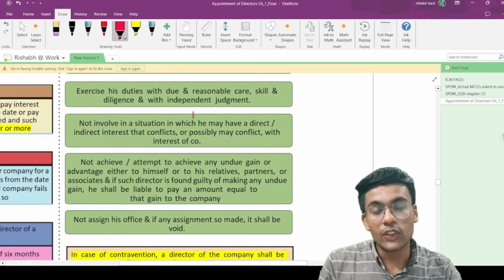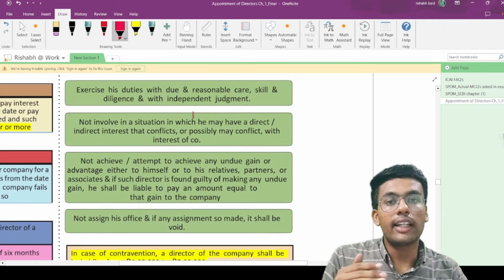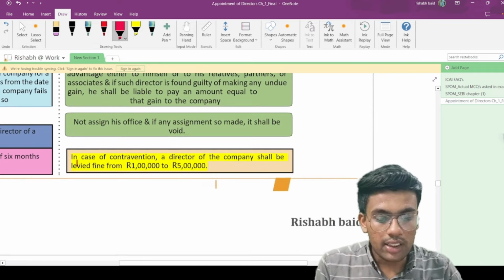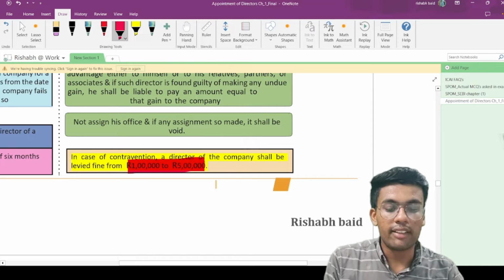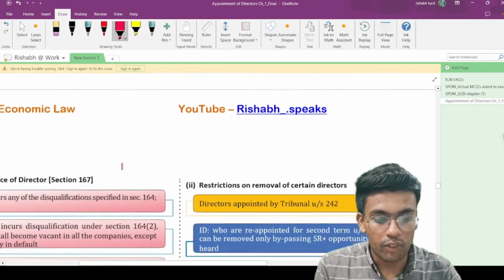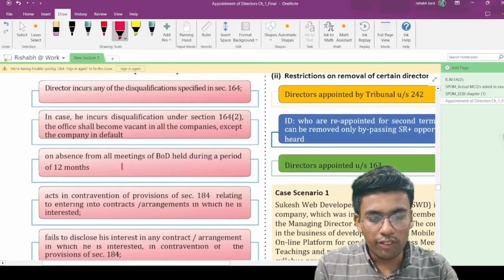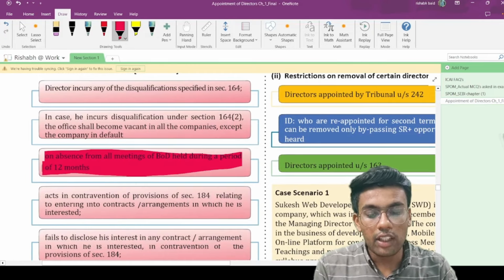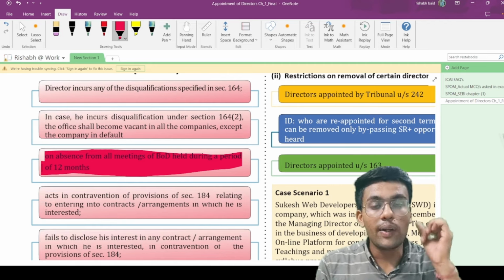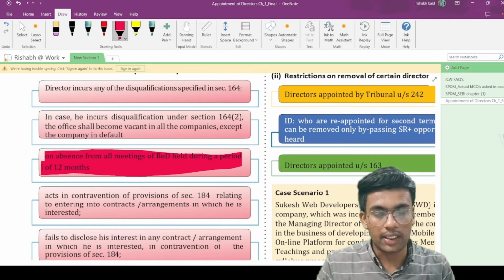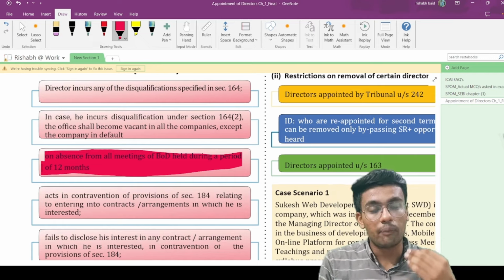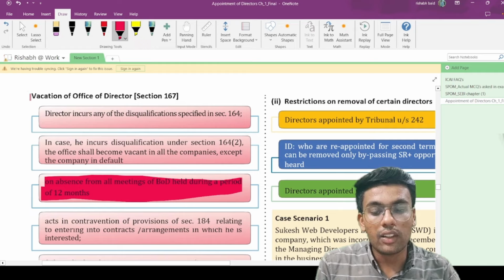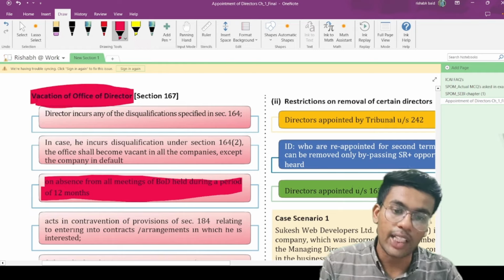These are general questions which used to be asked when the examination was descriptive. Now, what is the penalty for contravention? A penalty of rupees 1 lakh to rupees 5 lakh is applicable to you. Vacation of office: on absence from meetings of the board held during a period of 12 months. If a person is not present in any of the board meetings in the previous 12 months, then he shall be liable to vacate the office as a director of the company.